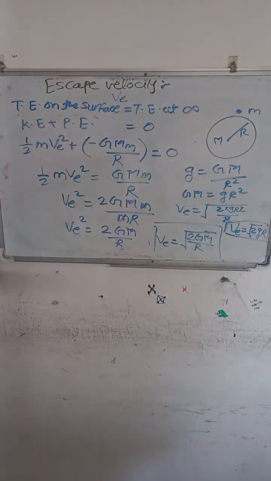So this is your escape velocity, and this escape velocity is independent of the mass of the object, because there is no m term in the equation. So that's what it is, independent of the mass. Take a screenshot of this.